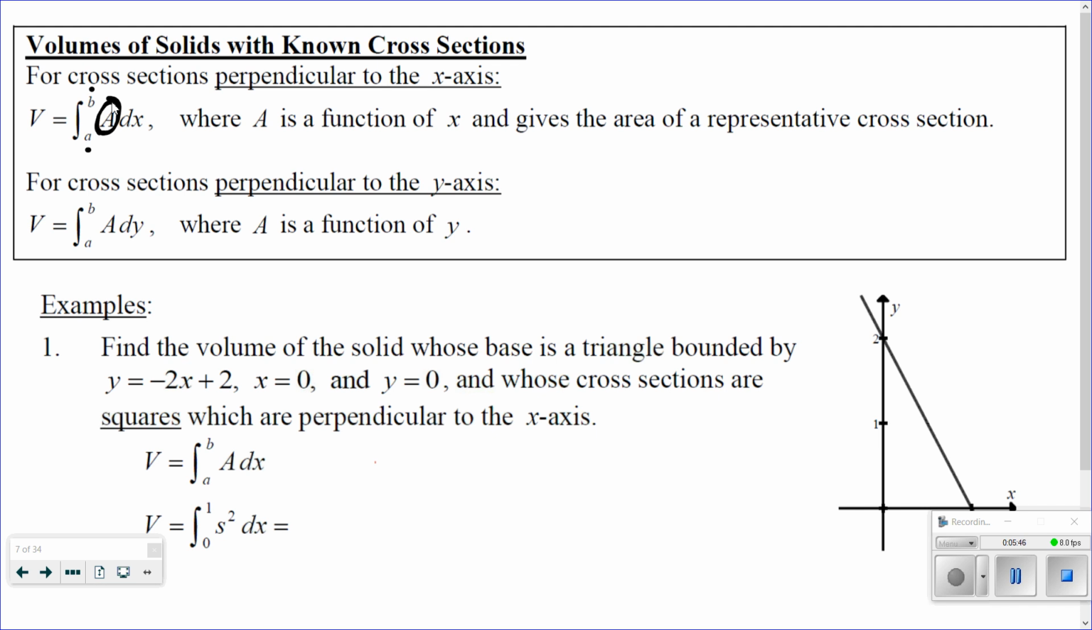If it's perpendicular to the y-axis, then same thing, we still come up with an area formula, but this time our area formula is in terms of y. It's a function of y. And our limits are also in terms of y. So instead of going left to right, you're going to say, what's my lower limit? What's my upper limit? You're going up and down that direction. These will make more sense, I think, once we go through and do an example here. So let's do this first example.